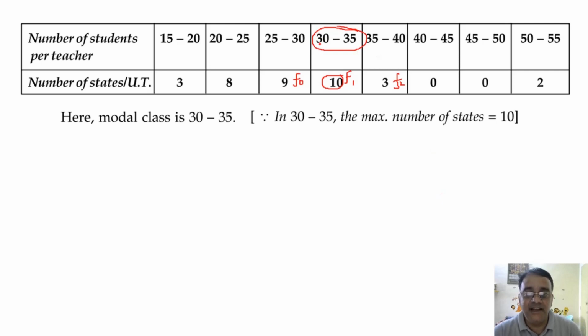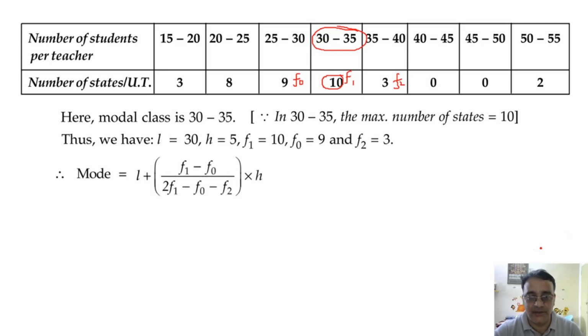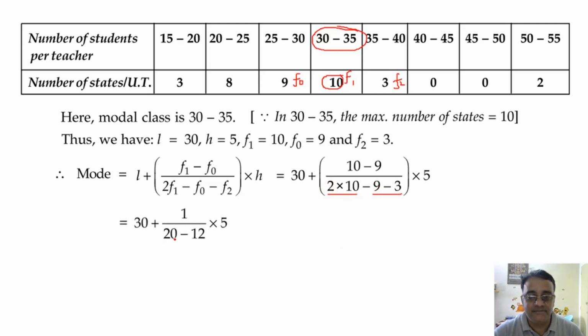And L is equal to 30. What is the value of H? 5. F0 is 9, F1 is 10, and F2 is 3. After writing all this, now we'll write the formula. Now we'll substitute all the values. 30 plus 10 minus 9 upon 2 into 10 minus 9 minus 3 into 5. So the denominator will become 20 minus 12. The numerator will become 1. This will become 8.